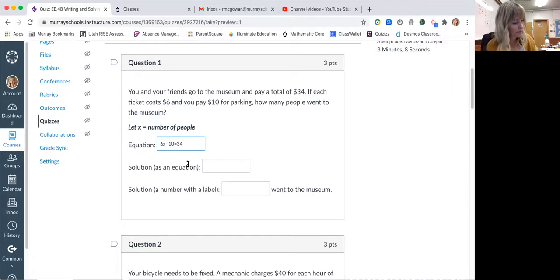Now, I'll show you my paper in a second, but right now I'm writing that equation down. I wrote number 1, and I'm writing 6x plus 10 equals 34. Because what this box asks for is a solution. Well, I'm going to have to do a little bit of work on my paper before I get that solution. So now I am going to share with you my work on my paper.